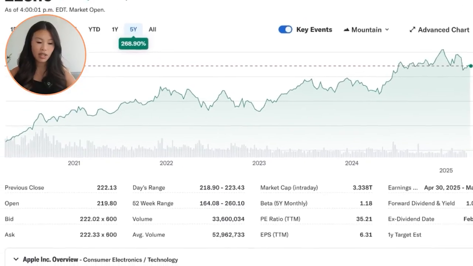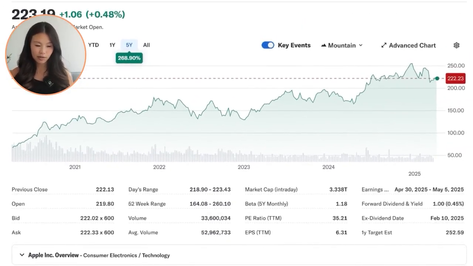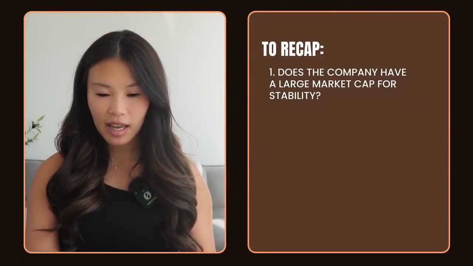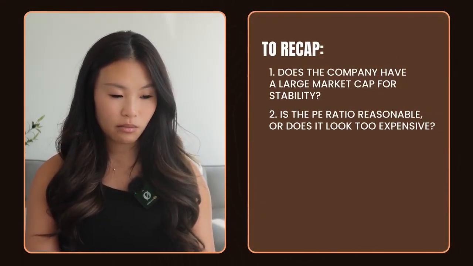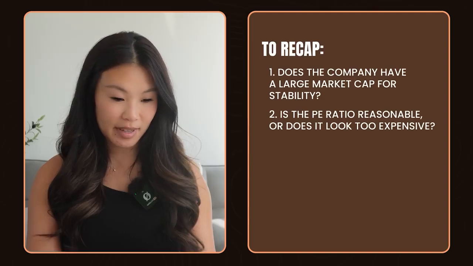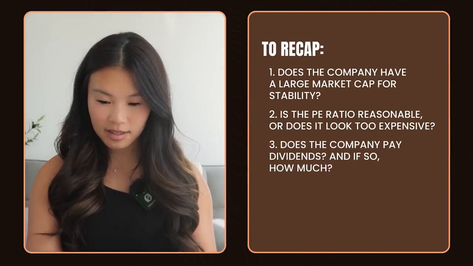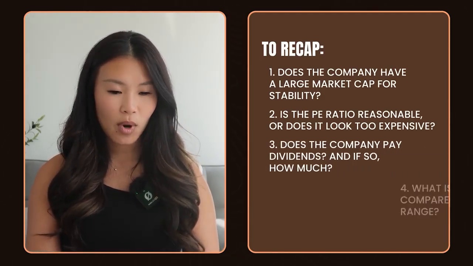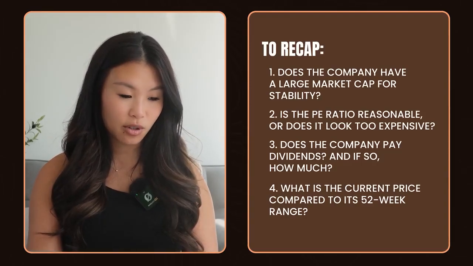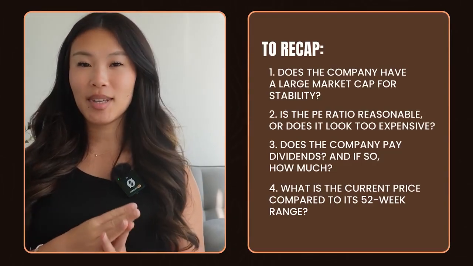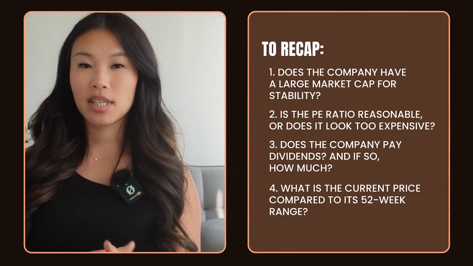To recap, when looking at these key numbers, ask yourself, does the company have a large market cap? Is the PE ratio reasonable or does it look too expensive? Does the company pay dividends? And if so, how much? What is the current price compared to its 52-week range? Again, you can take a screenshot of this recap that I put together on the screen here.